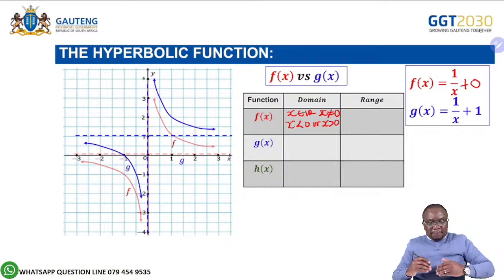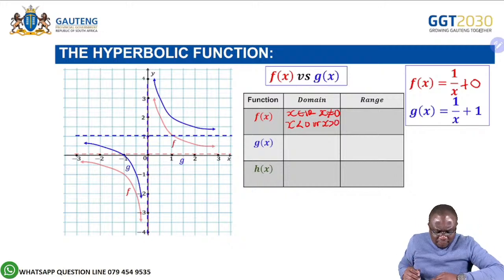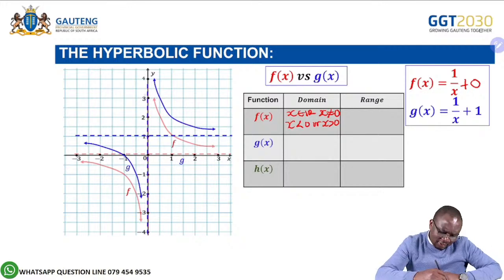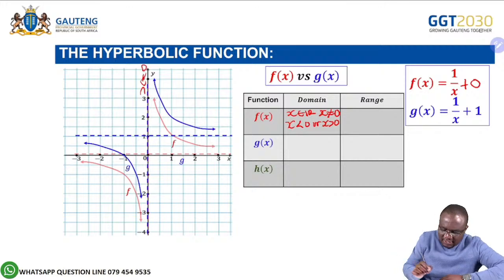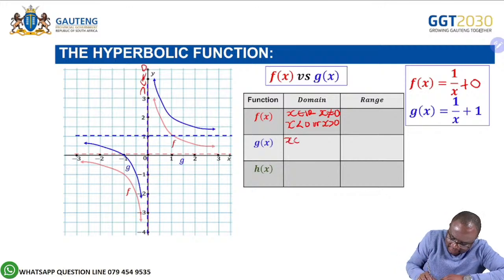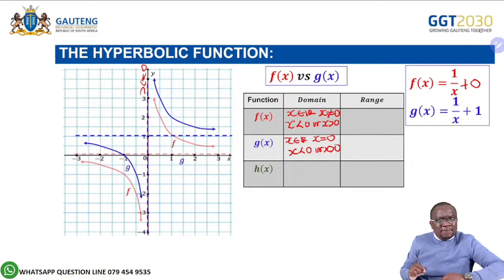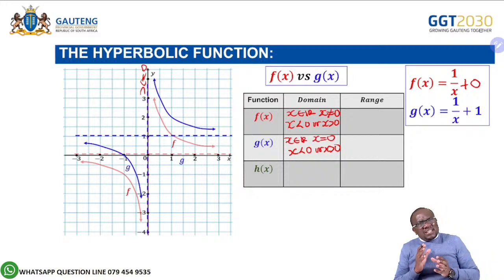Let's talk about the domain for these two. What about g of x? The domain is still the same, the asymptote is x equal to 0. So x cannot be equal to 0. So it means still the same, x is an element of real numbers, but x cannot be equal to 0. You can write it like this, x less than 0 or x greater than 0. Do you see that? So the domain does not change. Do you see that the q value does not change anything to do with x? It changes things with y.